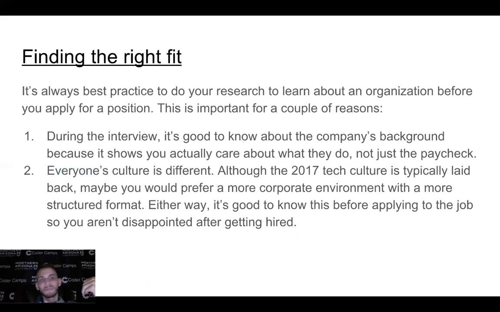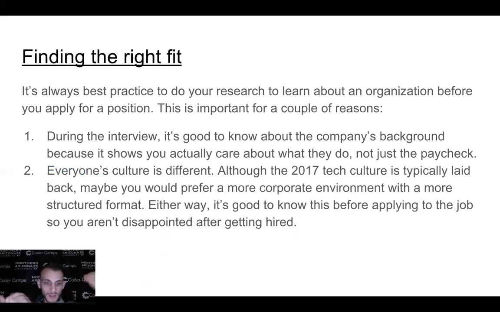And also, their culture might not line up with yours. Everyone's different. Some people like a laid back culture where they can go and sit on bean bags and drink beer. But other people really like a more formal, business professional setting, where people dress a little more the part, where you're talking to customers and clients.